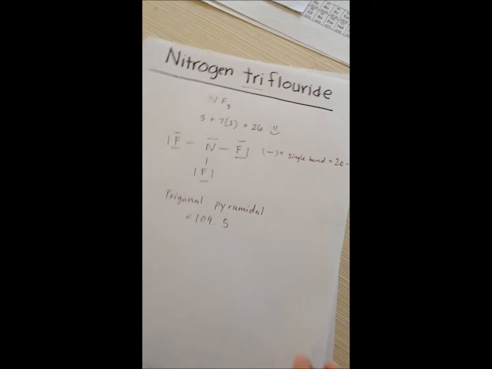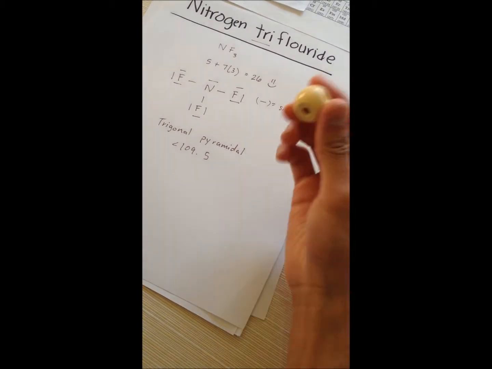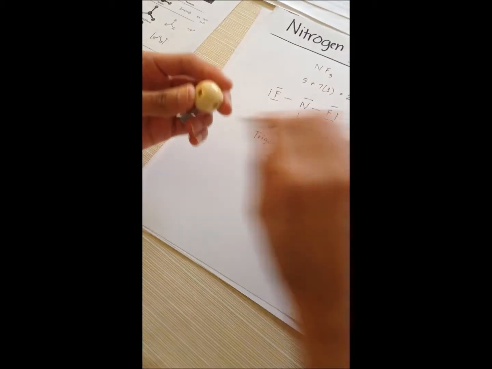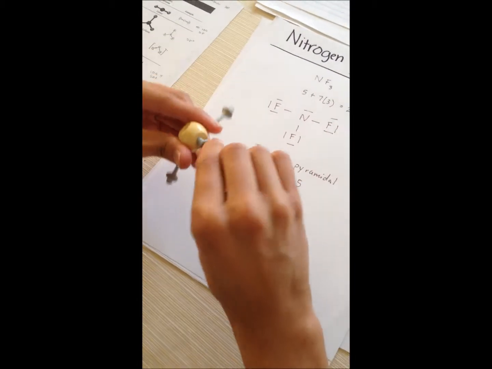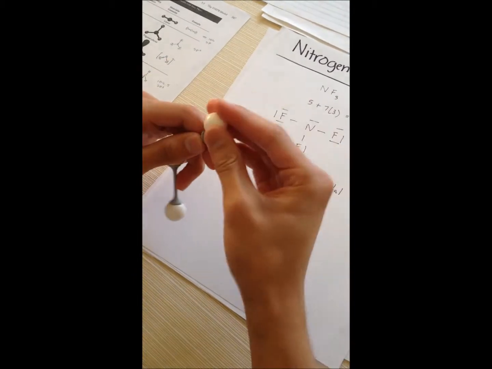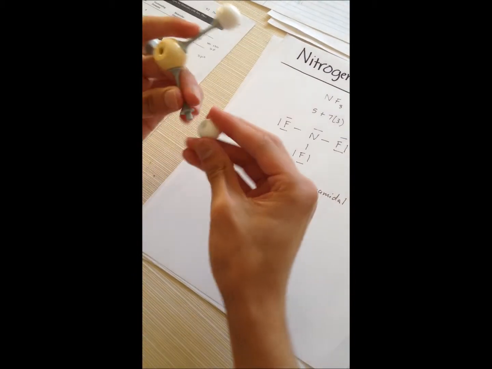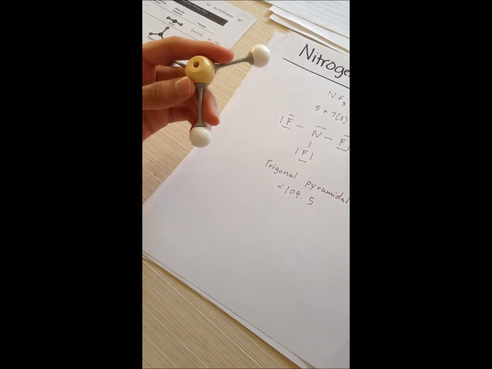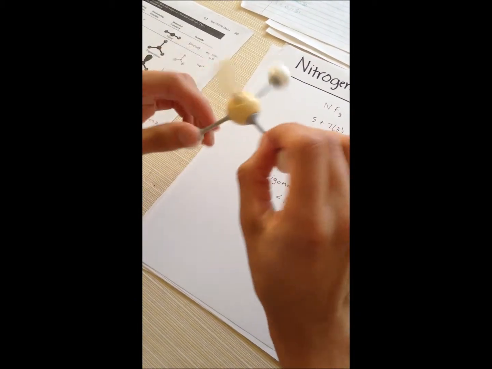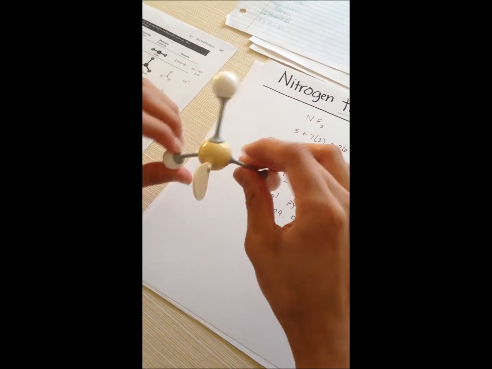Okay, now to make the 3D model of it, this is going to be our nitrogen. This represents our single bonds. So we have 1, 2, 3, and these represent our fluoride. So there's 1, 2, and 3. And this, my friends, represents one lone pair. So there you go. We have trigonal pyramidal, nitrogen trifluoride.